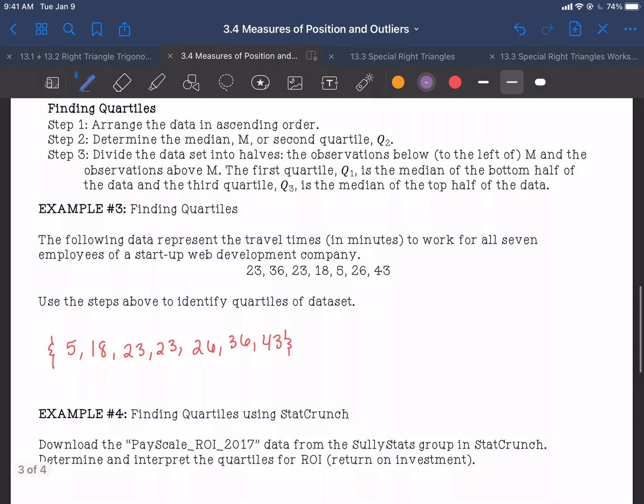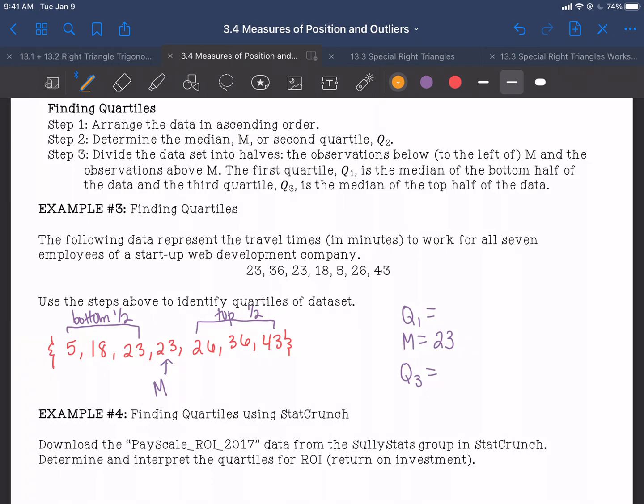All right, we have found the median before. The median is the second quartile. So you work your way to the middle. So our median is 23. So that means the numbers after the median are the top half of the data, and the numbers below the median are the bottom half of the data.